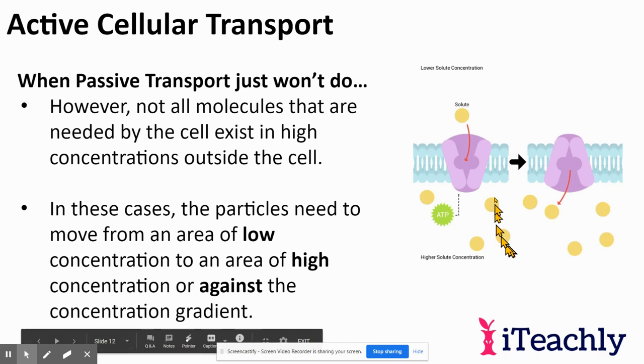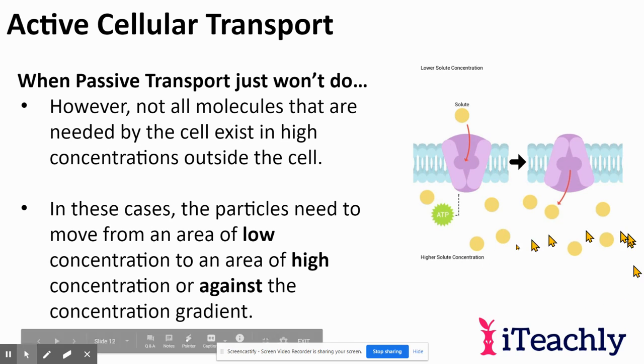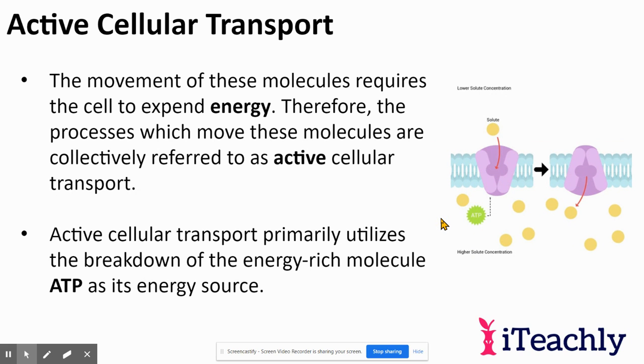So here you can see there's no solute here, and there's lots of solute here. In passive transport, it would move from high concentration to low concentration. But this is active transport, so they're moving it against the concentration gradient. And if you swim upstream, it's going to require energy, and that energy here is in the form of ATP.